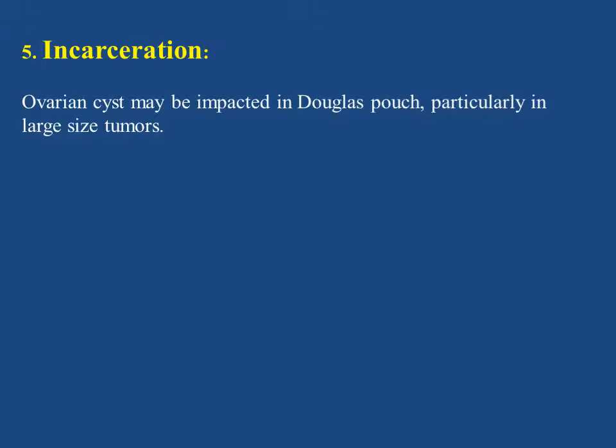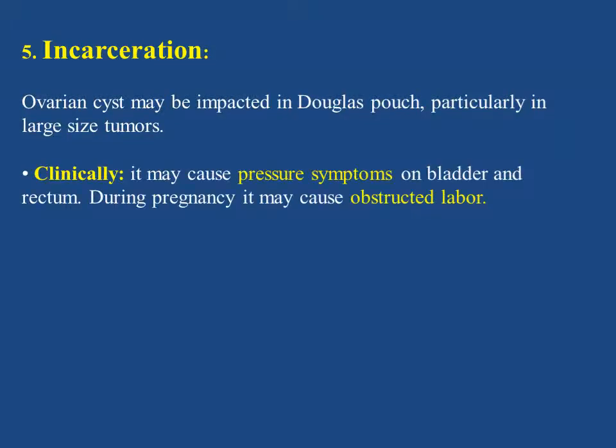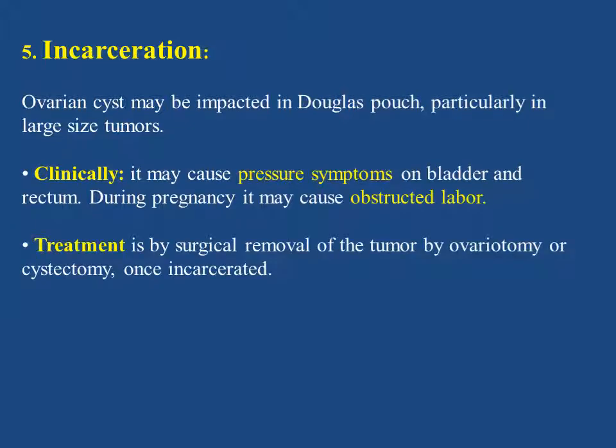Incarceration: the ovarian cyst or tumor may be impacted in the Douglas pouch, particularly if it has a large size, and it may cause pressure symptoms on the bladder or rectum, and during pregnancy it may cause obstructed labor. Treatment is surgical removal of the tumor by ovariotomy or cystectomy.